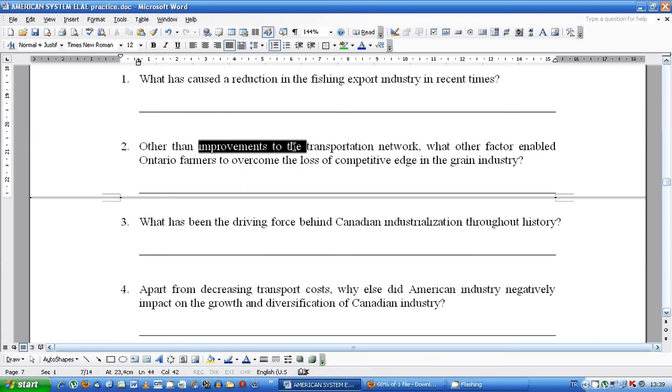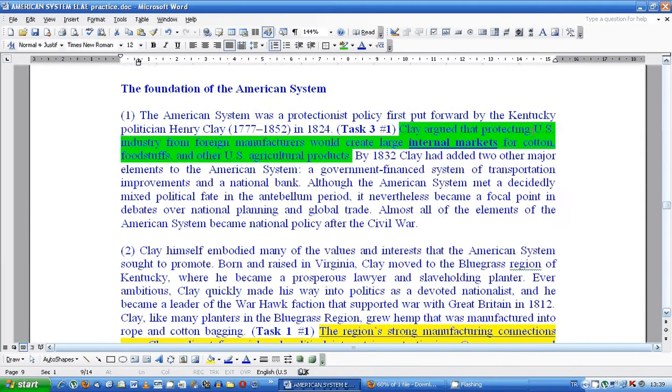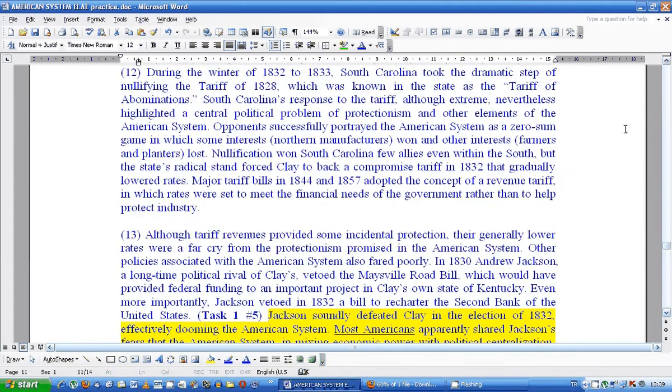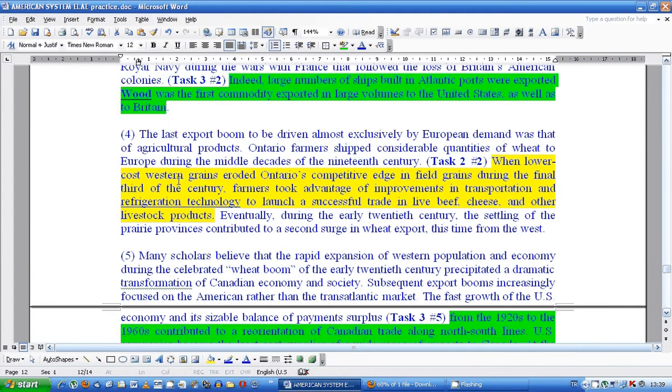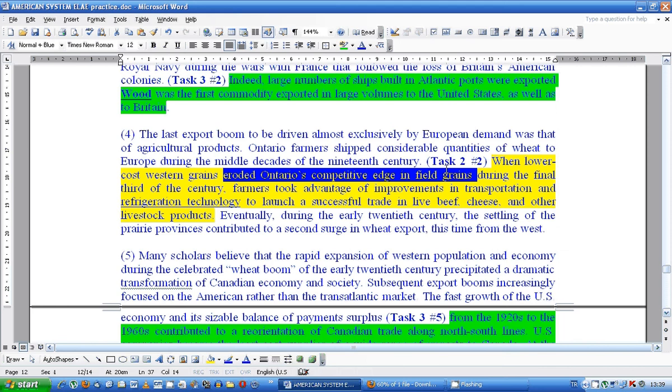So our answer doesn't include transportation, because we're looking for an other reason. Okay? So this is not going to be part of our answer. Okay, so what is the answer? Okay, here we go. When lower cost Western grains, okay, the grain industry, so we're in the right place here, eroded Ontario's competitive edge in field grains. Okay, so the Ontario area, which we also saw in the question.